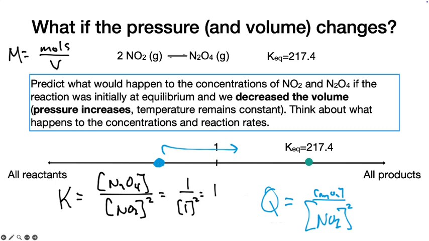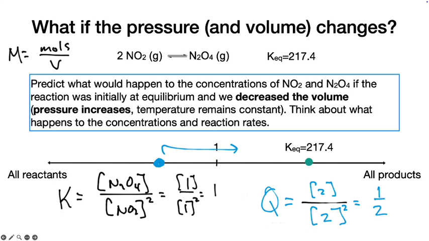Now what I want to do is decrease the volume. If I decrease the volume, what happens to my concentration? It goes up. I'm spitballing numbers, so I want to decrease the volume twofold. What's going to happen to my concentration? It doubles. So instead of being 1, it's going to become 2, which means the other one is also 2, squared. Go through and calculate. This is now 1/2.